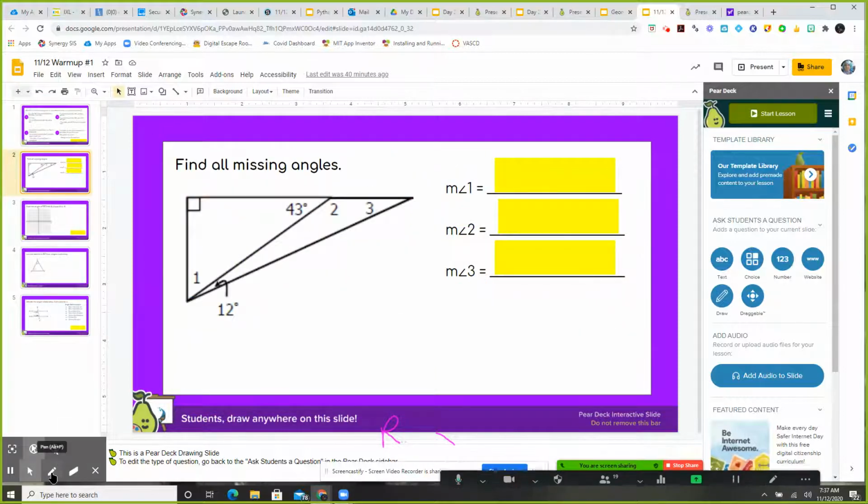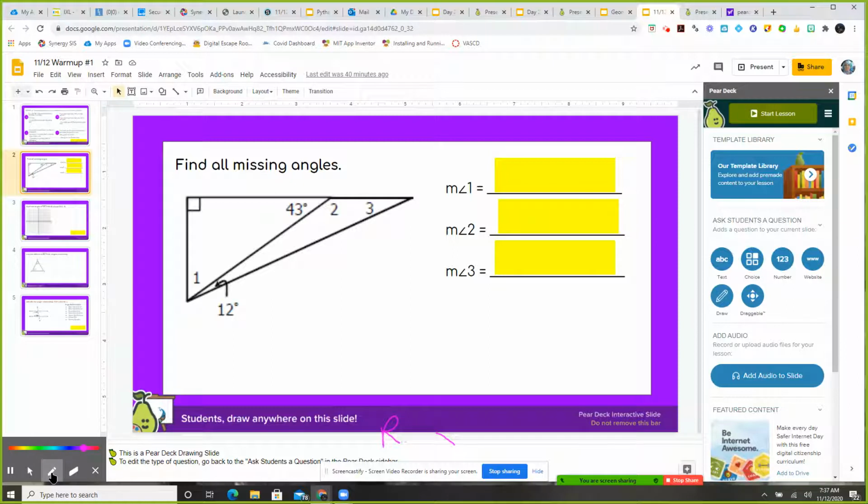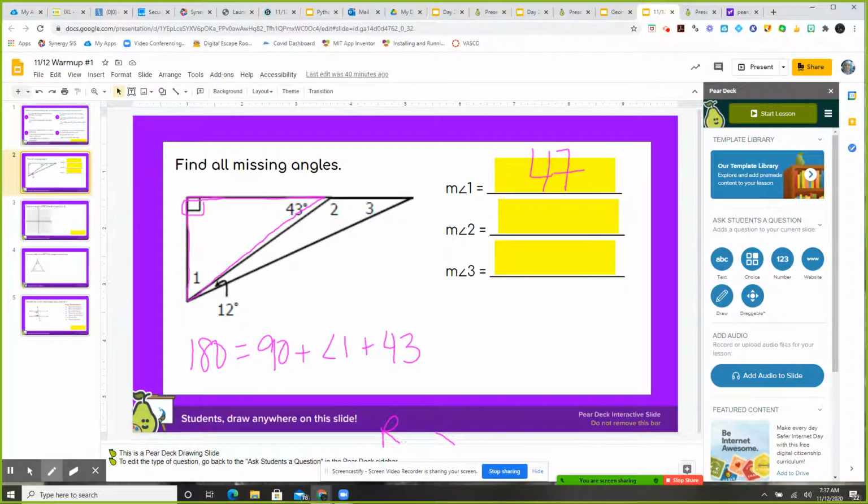In number 2, what was the first angle you guys found? Okay, I like finding 1 first. That's actually what I did too. Usually I don't go for the triangles first, but because it was a right angle, I did. So in order to find angle 1, you've got to know that triangles equal 180 degrees. So I know the 90 plus angle 1 plus the 43 has to equal 180. And what'd you get for angle 1? 47. Perfect. So this is triangle sum.